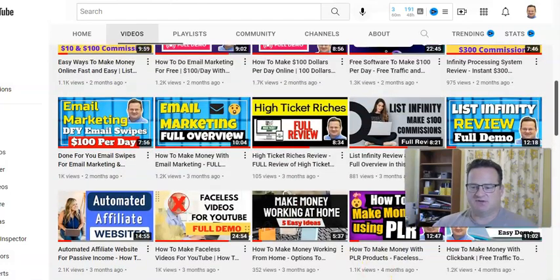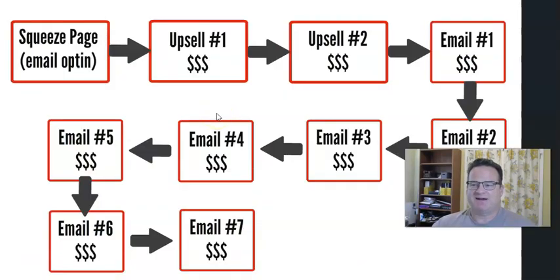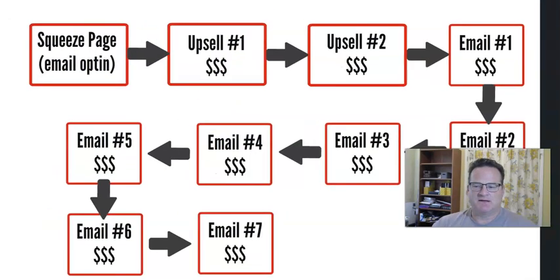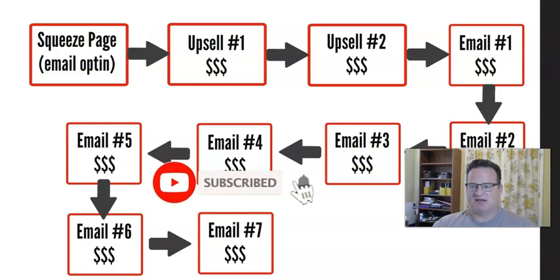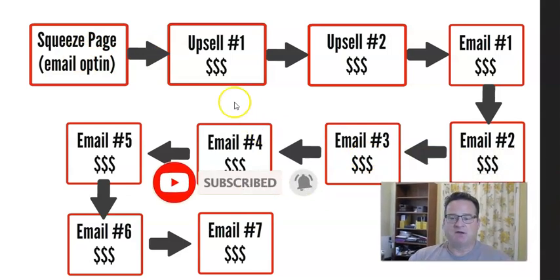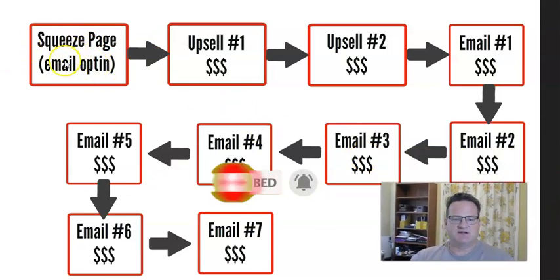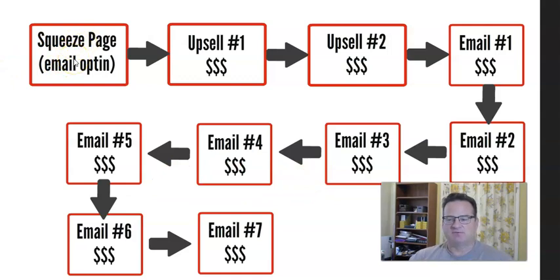All right, let's jump into this. So we're talking about essentially creating an email sales funnel, and this is a graphical representation of a simple email funnel. Basically what you're doing is sending traffic to a squeeze page or an email opt-in page. That's where people provide their email address. And then you can have a couple upsell offers after that to try to make a little money right away. That's a great time to present upsell offers.